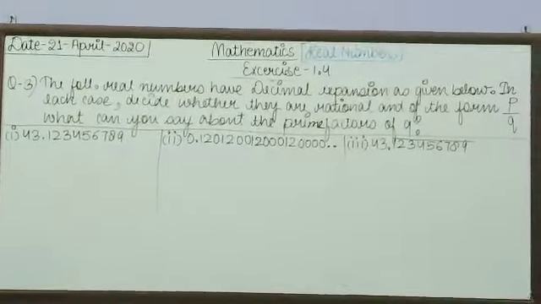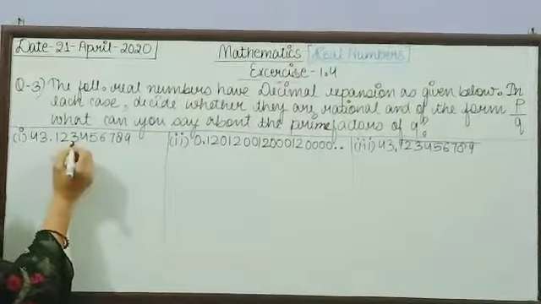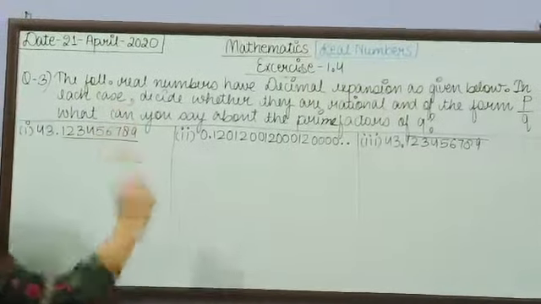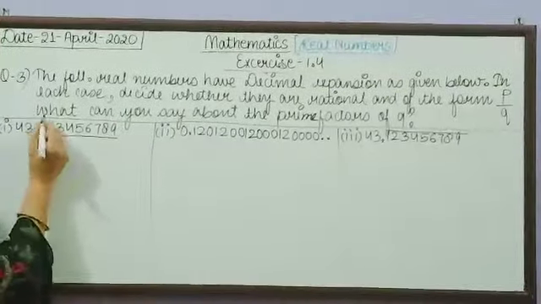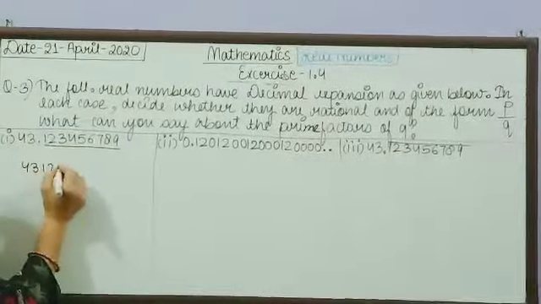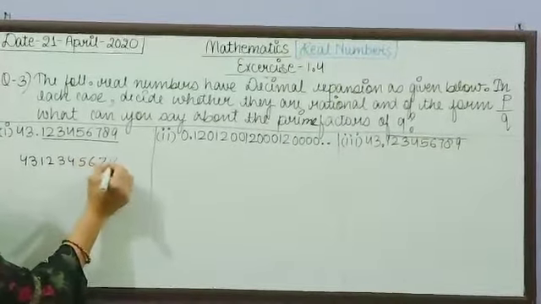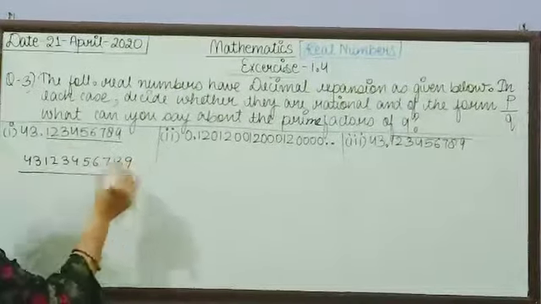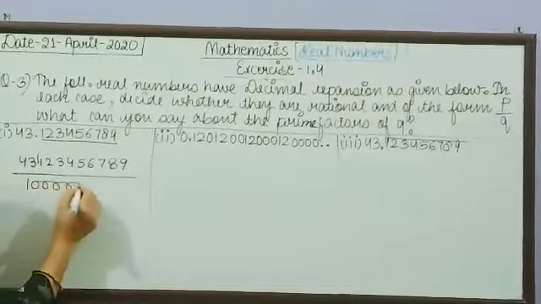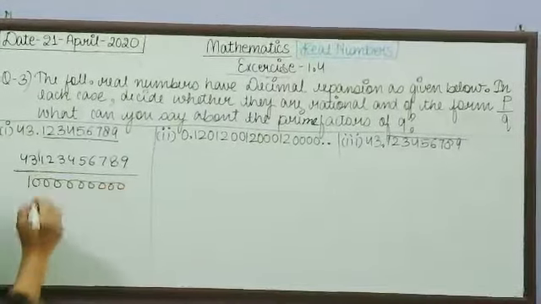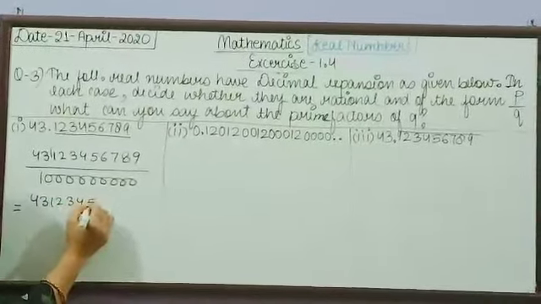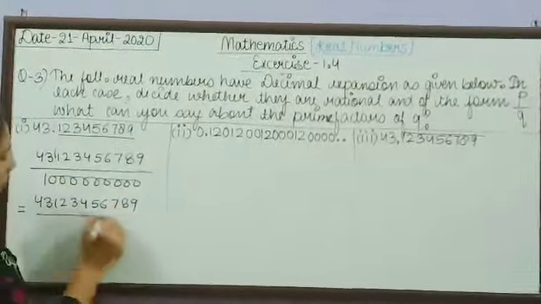So the first part is 43.123456789. How many digits are there after the decimal? 9. So after removing the decimal, how many zeros are you going to get? 9 zeros. So the representation will be 43123456789 upon 10 raised to the power 9.